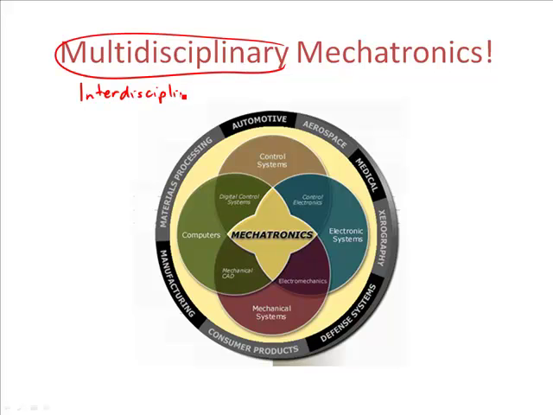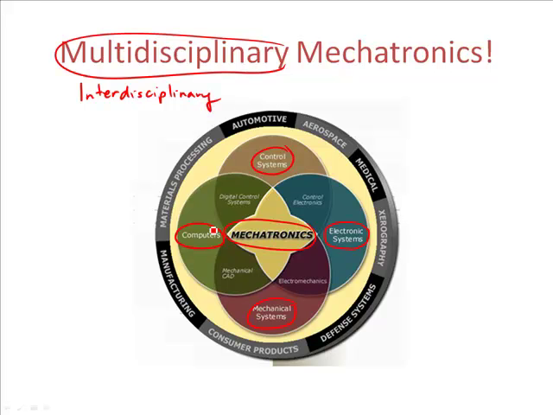And this is because you'll see that there are many different engineering disciplinary areas that overlap to form this central area of mechatronics. So those of you who are mechanical engineers have a pretty good understanding of mechanical systems. Electrical engineers have a good understanding of electronic systems. Control engineers, and there are such things as control engineers, have a knowledge of control systems. And computer scientists or computer engineers understand how to program computers.